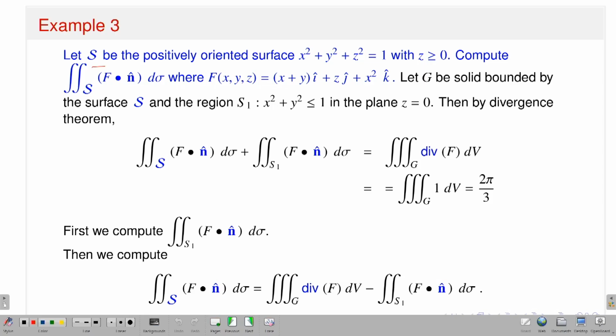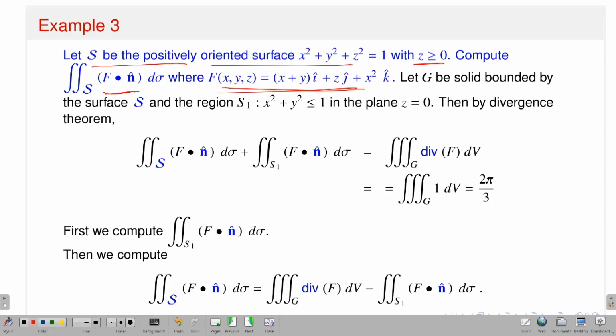Let S be the positively oriented surface x square plus y square plus z square is equal to 1, a sphere of radius 1 with z positive, and compute the surface integral over my surface S of F dot n cap d sigma, where my vector field capital F is given by this. This is very nice actually. So I have to calculate this. What is my S? S is the positively oriented surface x square plus y square plus z square is equal to 1, z is positive. That means I am talking about the positive hemisphere. And your capital F is given here.